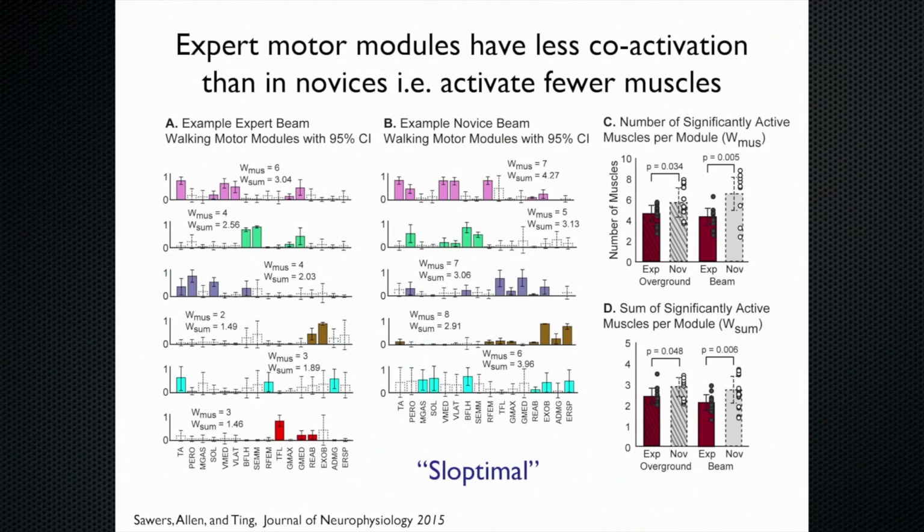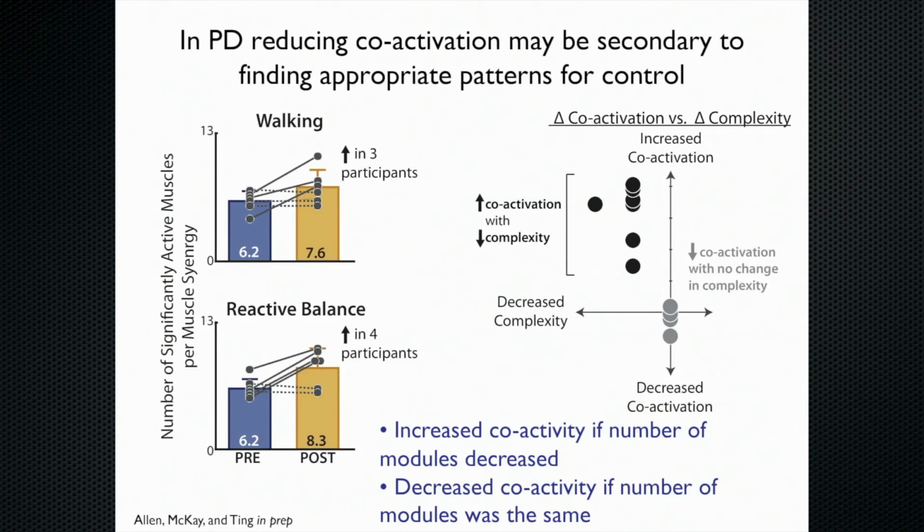The experts have less muscle coactivation than novices, so they're more optimal and we're more sloptimal. The other take-home message is that people with Parkinson's disease don't necessarily reduce coactivation, because they first need to learn a useful motor pattern, and if they have that motor pattern, they can refine it. But if they don't have that motor pattern and they have to learn how to do a new action, then they won't reduce the muscle coactivity right away, but perhaps with more training, that could happen.